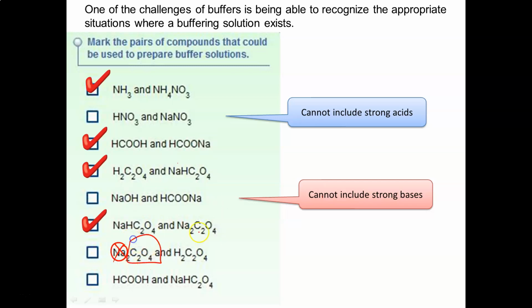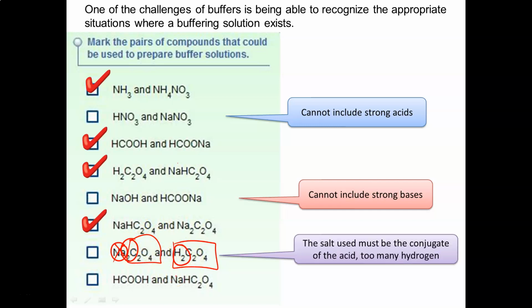And the C2O4 and the H2C2O4, I don't recognize these as part of my list of strong acids, strong bases, so they're definitely weak. But do they differ by one H? No, they differ by two hydrogens. So conjugate acid-base pairs can only differ by a single proton. If you have too many protons difference between them, they are not considered to be conjugate acid-base pairs, so the salts must be conjugates of each other.